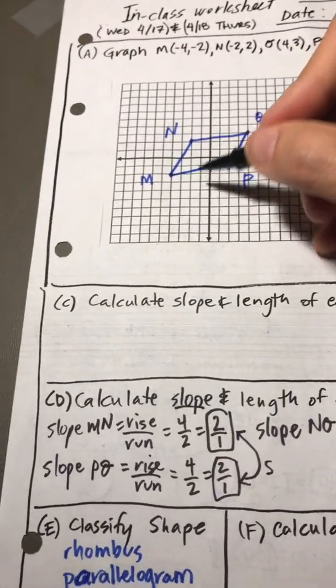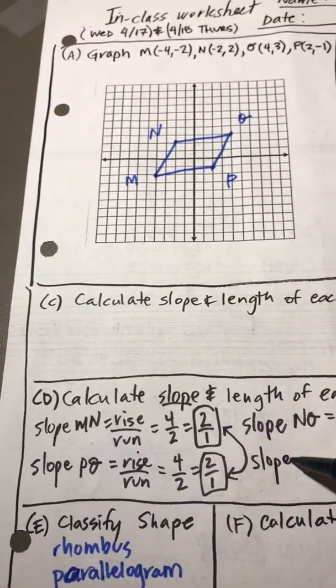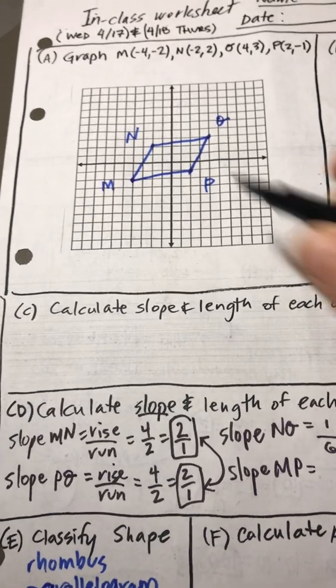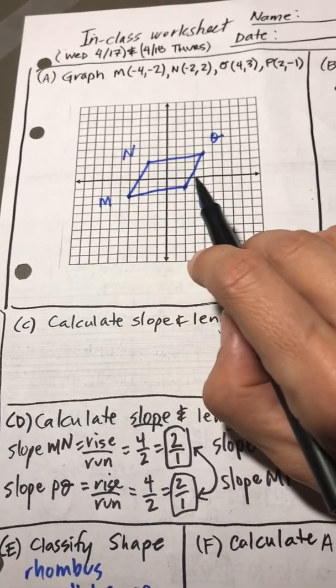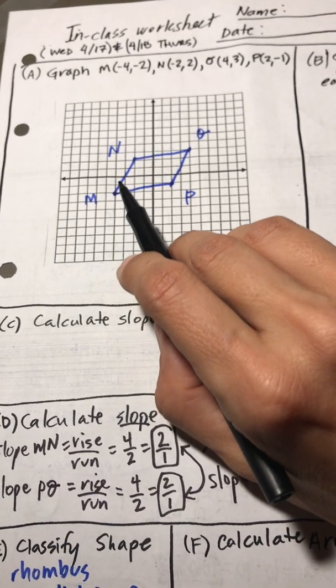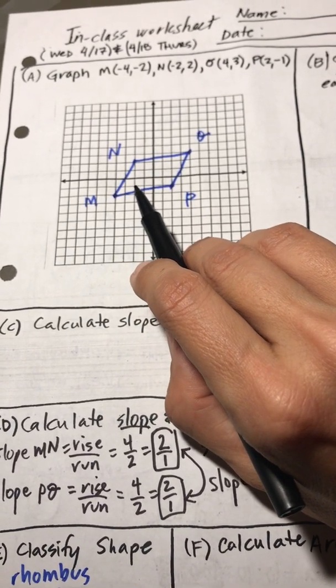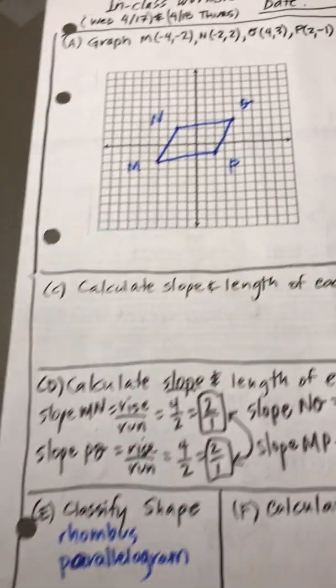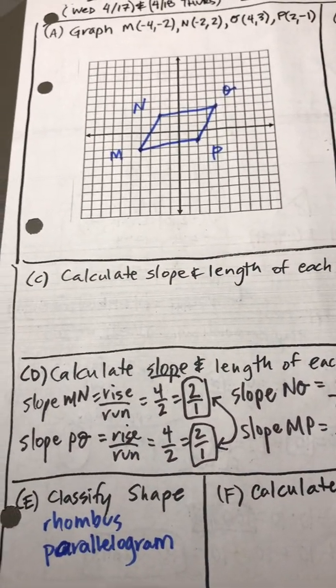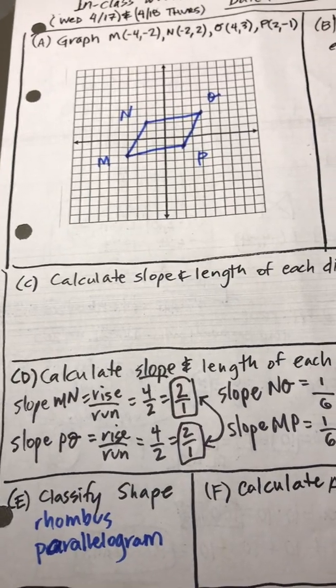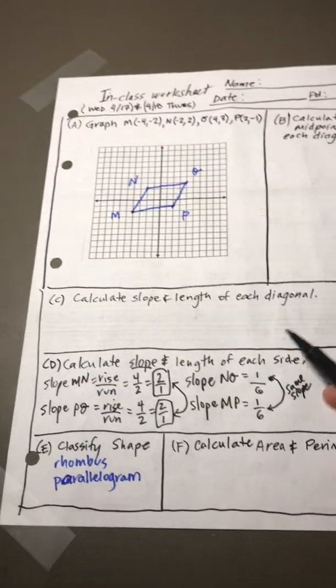Now I want to compare it to the opposite side, so that would be the slope of MP. I also notice it is going uphill, so if I go from point M to point P using the grid lines, I'll go up 1, over 1, 2, 3, 4, 5, 6. Interesting, right? So these have the same slope as well. And you know what we've done? We've proven it's a parallelogram.